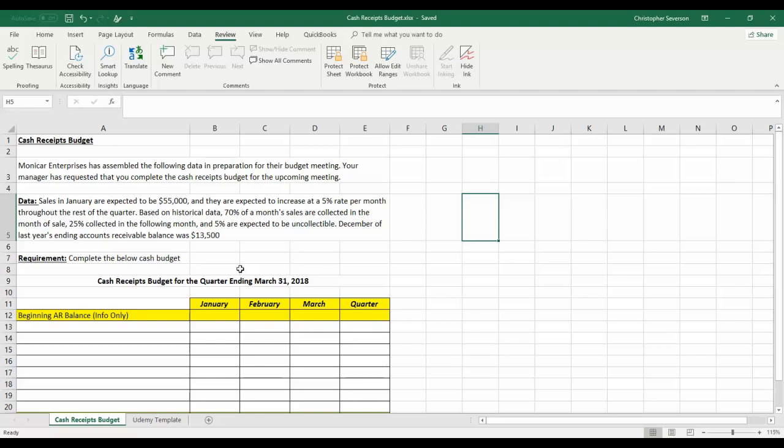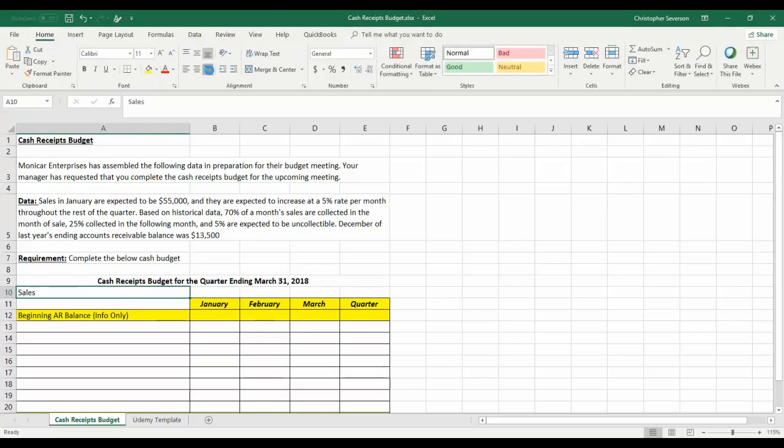cash receipts budget. So first of all, anytime we're dealing with the cash receipts budget, one of the most important things is understanding what our sales are. So I'm actually going to add a line right here. Even though it's not technically part of the cash receipts budget, we need to know what the sales are, because that's going to impact our cash receipts. So what we say here is that our sales in January are expected to be $55,000. So I'm going to put that down here.